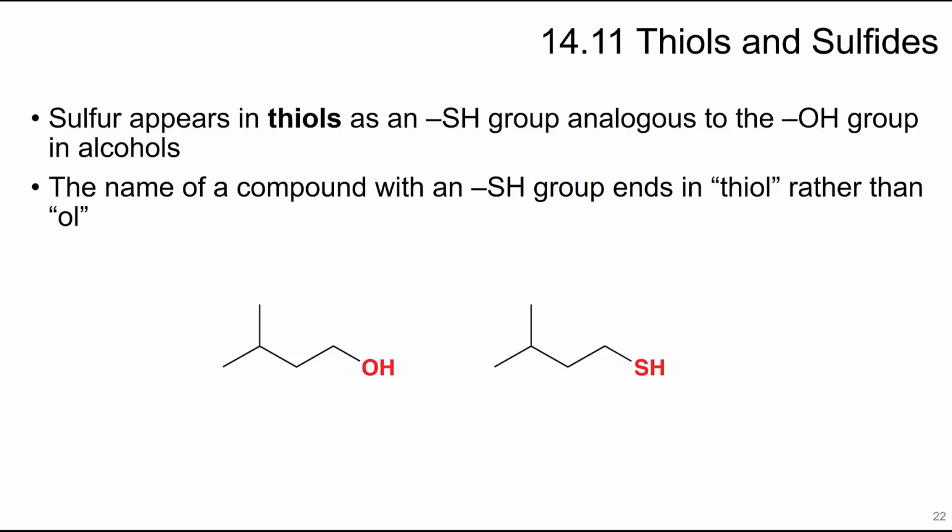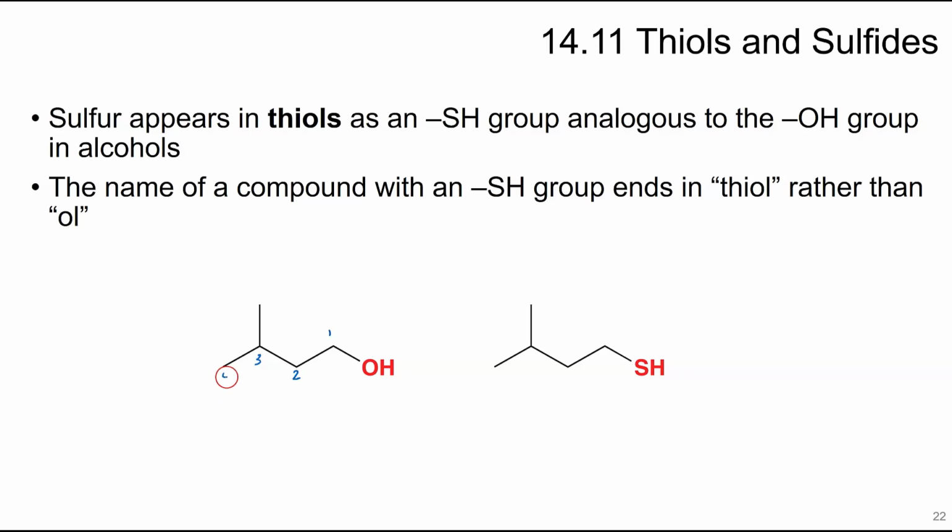We're going to move on to thiols and sulfides. A thiol is a sulfur-containing compound that looks a lot like an alcohol group, except there is a sulfur present instead. So an SH group is considered a thiol. When we name thiols, we end the name in thiol instead of -ol.